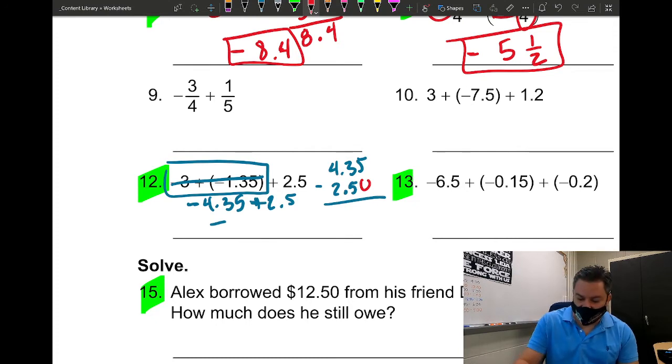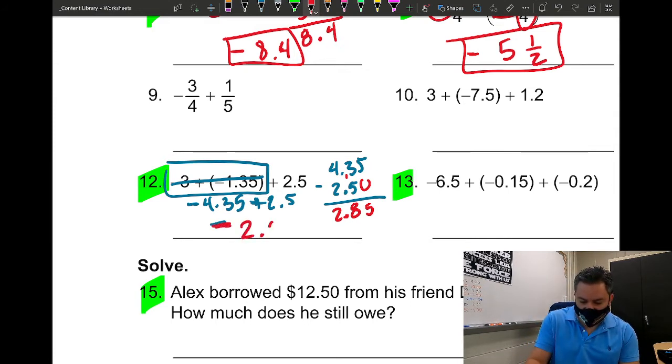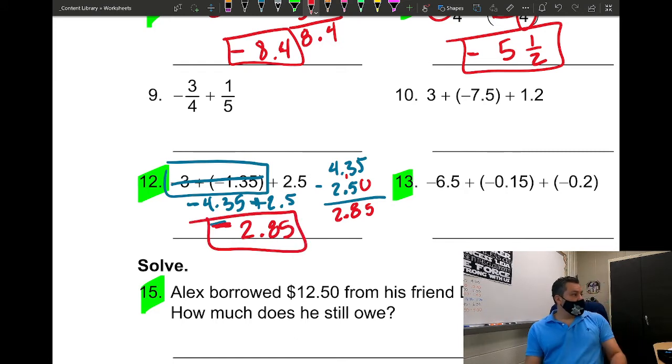Now this is going to be 5. What's this? 5 to 13. How much is that? 8 right here. And then this is 2. Bring down the decimal. How much do you still owe me? $2.85. That's my answer. Any questions so far?